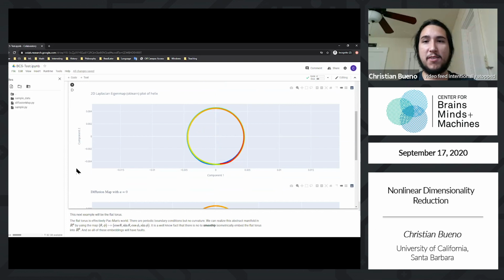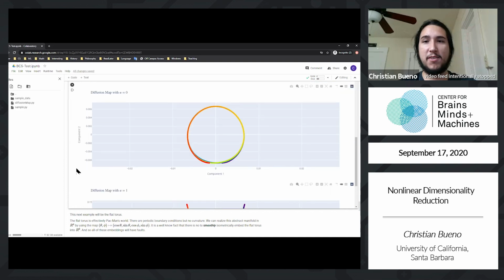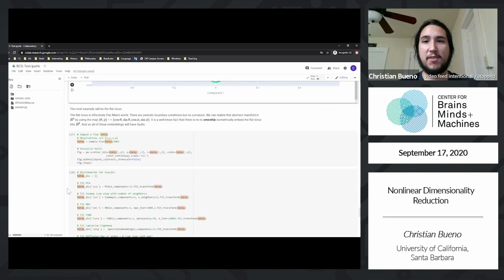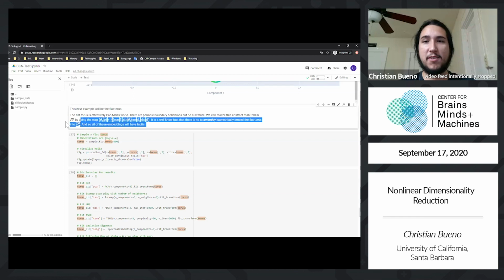So then we get this, and then we get this, and then with alpha equals 1, we get that U shape. Okay. So this reinforces that with one-dimensional stuff, diffusion maps can be pretty illuminating. So the next example is an interesting one.